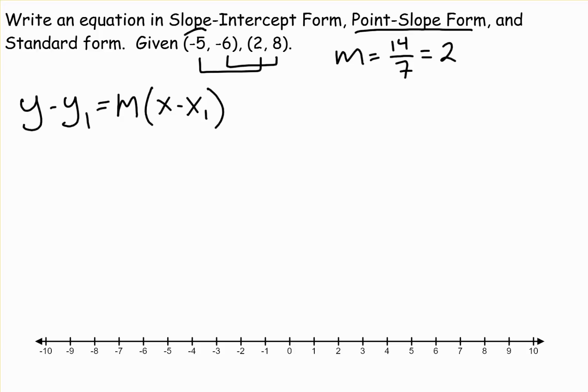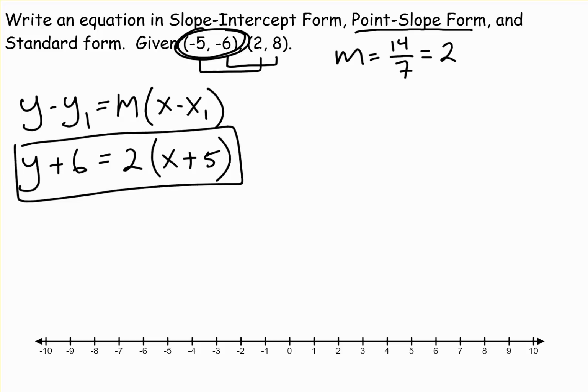We'll use our first point here. So this is y minus, now when we subtract a -6, that'll put a +6, equals m, 2, times x minus a -5. We'll make that a +5. And this is our point-slope form.